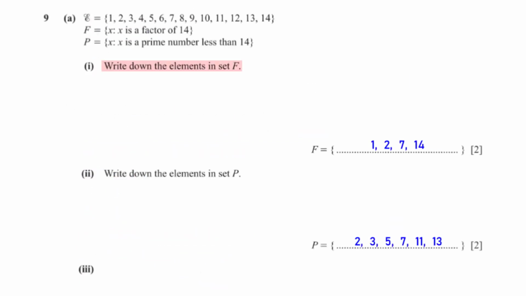Write down the elements in set F. Set F contains elements that are a factor of 14. To get the factors of 14, we first list out the numbers that multiply to give us 14. So based on this, we see that the elements of set F are 1, 2, 7, and 14. Write down the elements in set P. Set P contains elements that are prime numbers less than 14. So the elements of set P are 2, 3, 5, 7, 11, and 13.